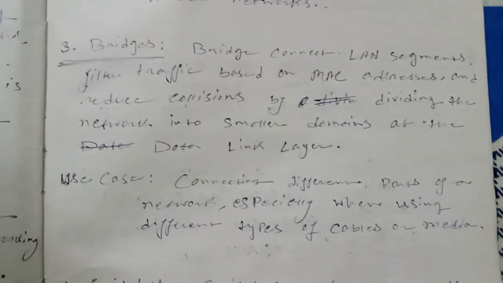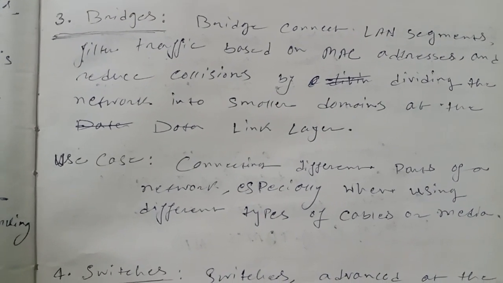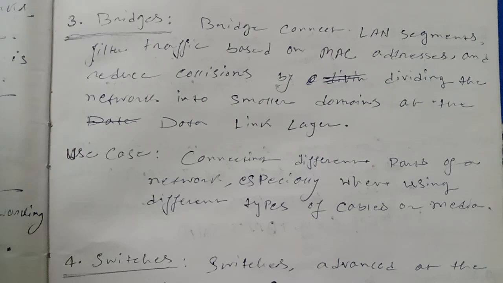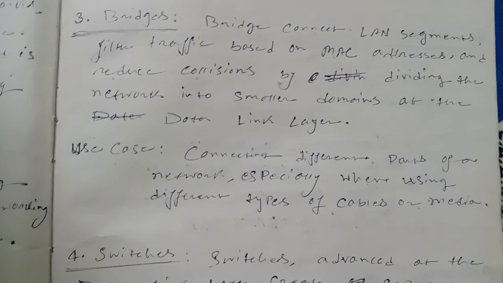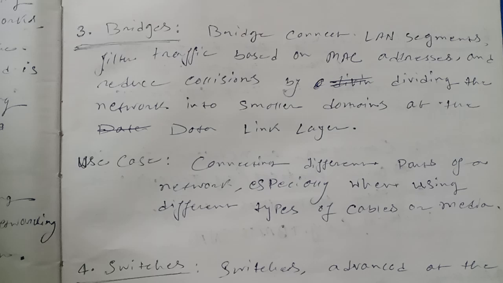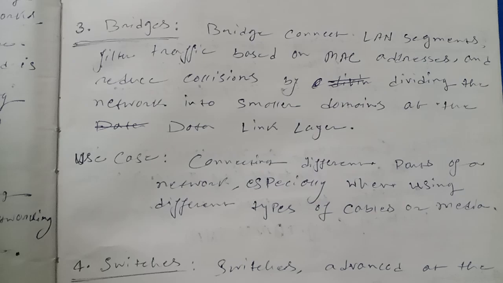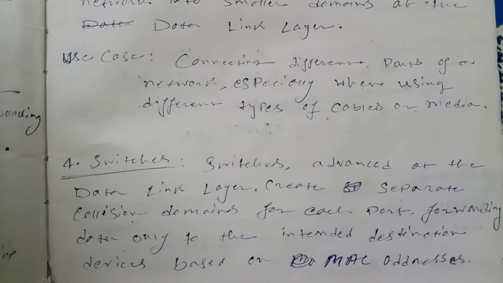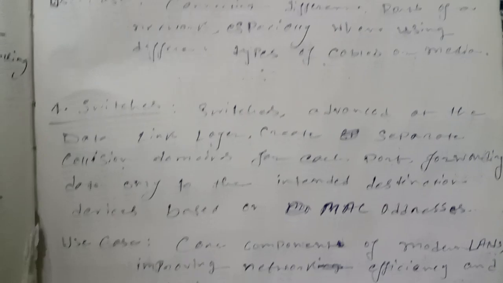So the third one is the bridge. Bridges connect LAN segments, filter traffic based on MAC addresses, and reduce collisions by dividing the network into smaller domains at the data link layer. So this is what bridges do. Let's see the use cases: connecting different parts of the network, especially when using different types of cables or media.